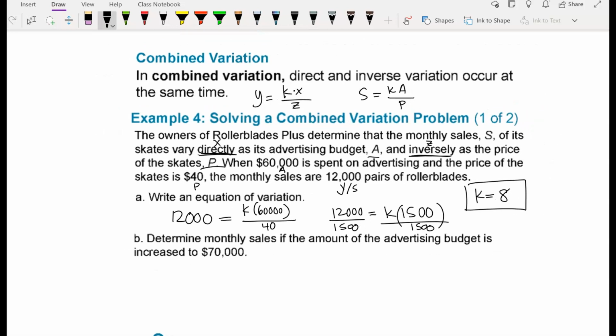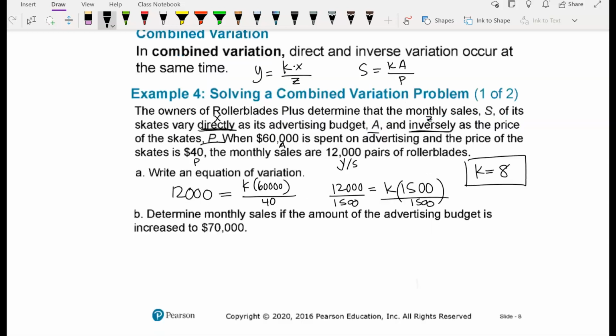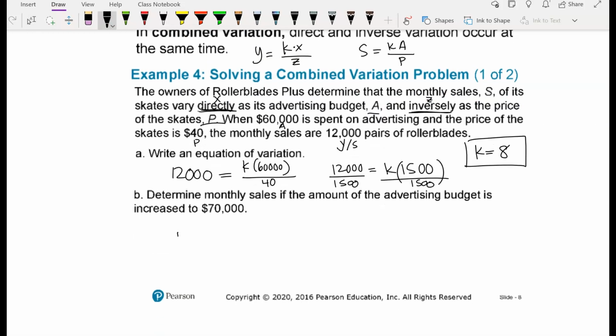All right. So determine monthly sales if the amount of the advertising budget is increased to 70,000. Oh, monthly sales. So we don't know what S is. So S equals, K is 8, times the budget, so 70,000 divided by $40, because the purchase price of the skates did not change.